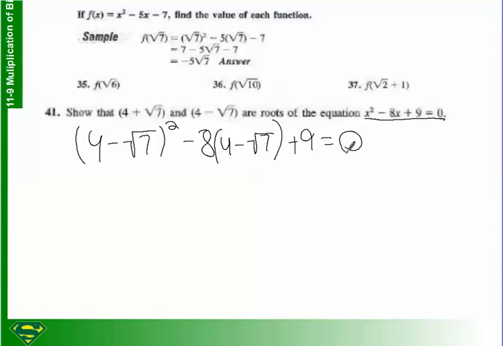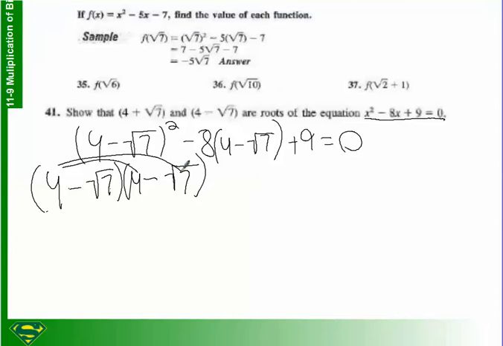So now we have, like we said before, the squared means that we're going to have two of the same factor. So it's going to be 4 minus the square root of 7, and then we're going to have 4 minus the square root of 7. Sorry about that, folks. 4 minus the square root of 7. And so we're going to have to do our rainbows and smiley faces.